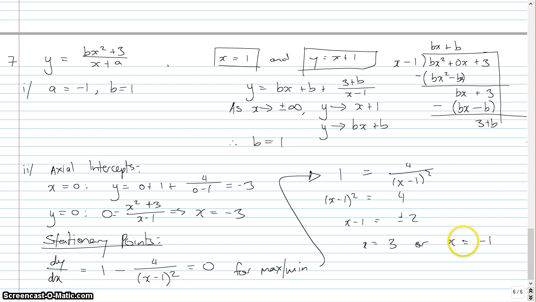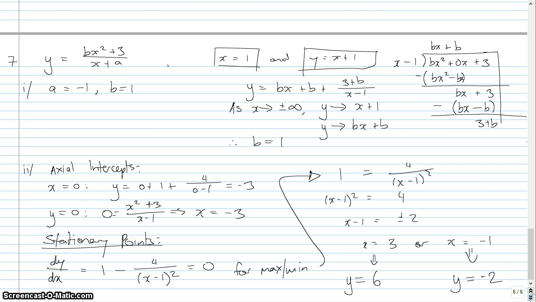So if x equals 3, I get y is equal to 9 plus 3 is 12 divided by 3 minus 1, which is 2, so I'd get y equals 6. And if x equals minus 1, I would get 1 plus 3, which is 4, over minus 1, which is minus 2. So I would get y equals minus 2. So that's all the information I need.